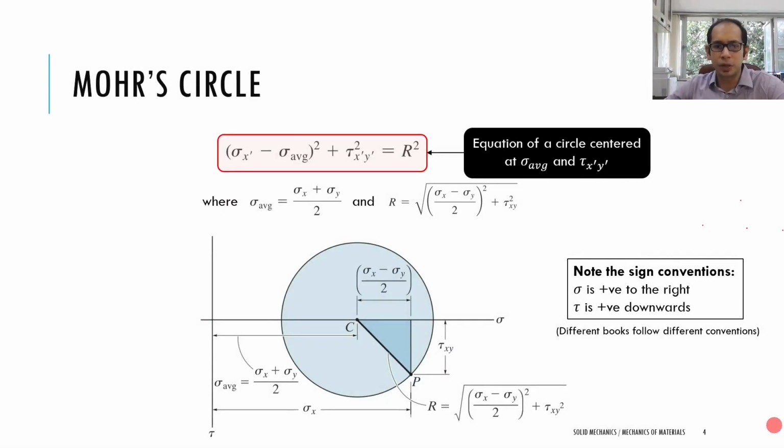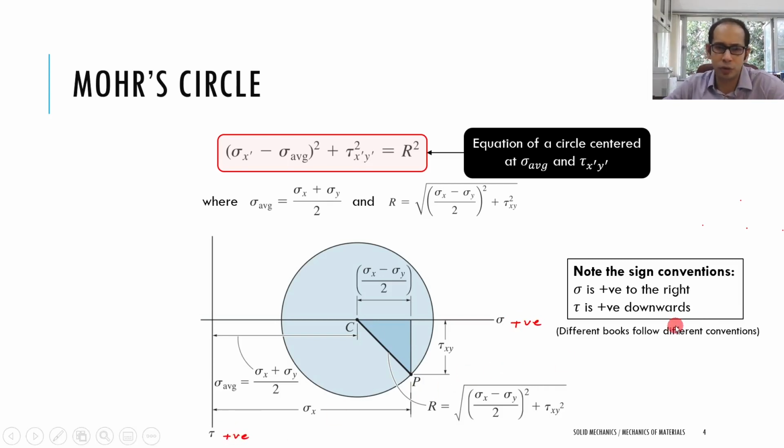This is the circle we just sketched. So you see again, this is the same drawing which we did. This is the general equation of the circle, which is centered at sigma average and tau x prime y prime, right? Here your positive sigma is pointing towards the right. This is the positive direction that I have, right? And here the positive direction for tau is pointing downward.